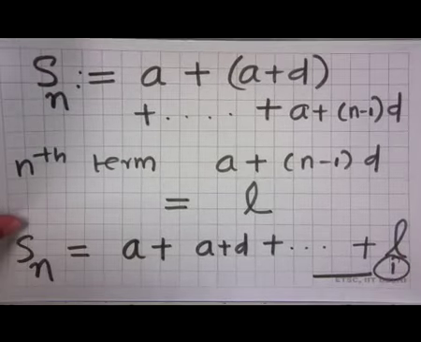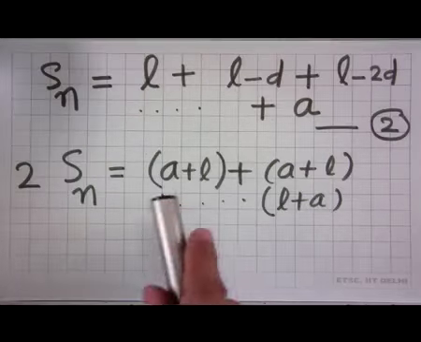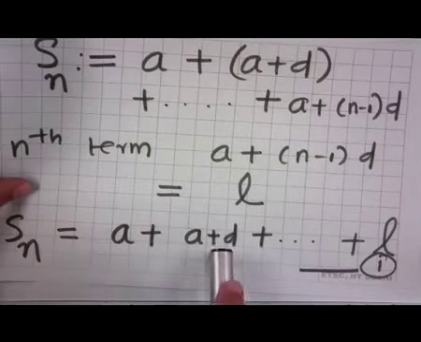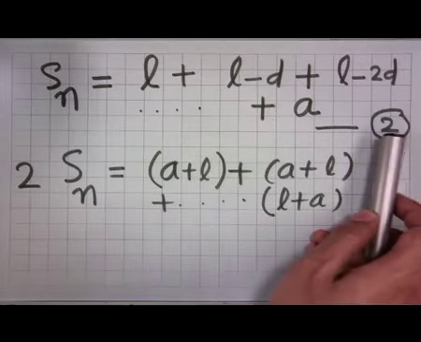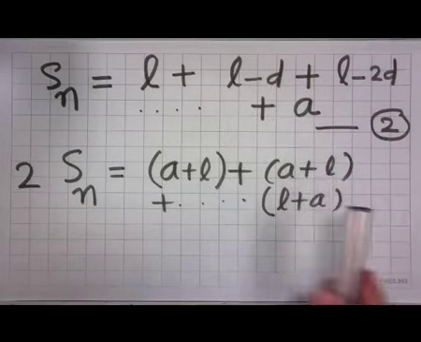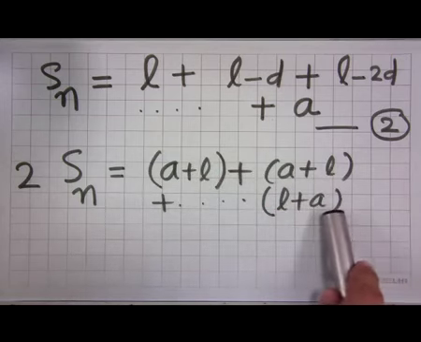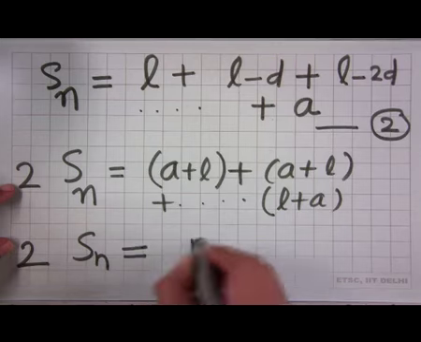Please look at 1 and 2 again and compare the corresponding terms in the right hand side expression. The first term in the first expression is a, the first term in the second expression is L, and they add up to a plus L. The second term in the right hand side of the first expression is a plus d, and the second term in the right hand side of the second expression is L minus d. They add up to give a plus L, and so on. So, a plus L and so on, a plus L. And how many are there? n terms. Thus, we get 2Sn is equal to n times a plus L.